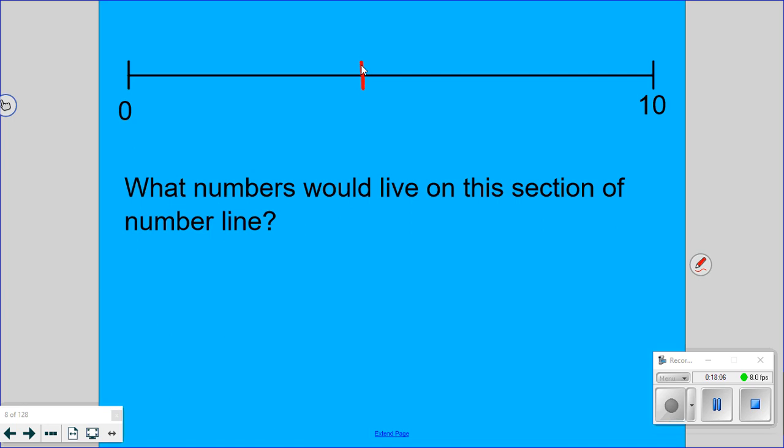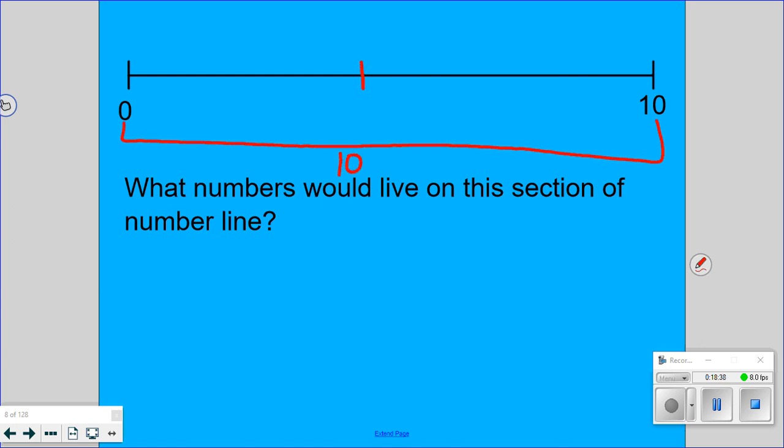Draw a line in the middle. How many numbers are in between 0 and 10? It's not a trick question. How many numbers would live between 0 and 10? Madison? Not 9. 10. There are 10 numbers here.